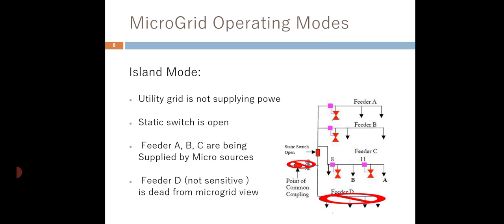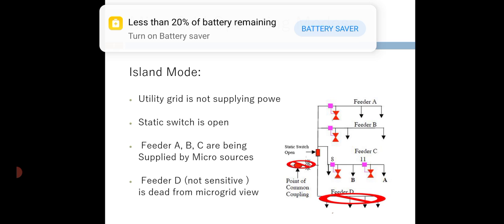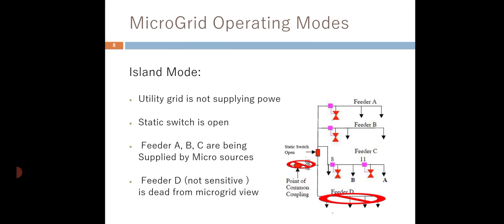Utility island mode. Next is island mode. The utility grid is not supplying power. Feeder D is not supplying power. Next, the static switch is open at the point of common coupling. Feeders A, B, C are being supplied by the microsources, and feeder D is dead from the microgrid point of view.